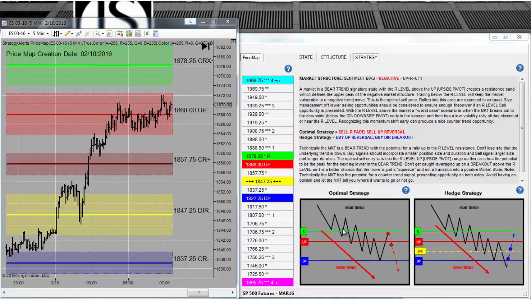So if we're ever in a situation where we want to fade momentum into the R level, we want to look for a break in structure first. We don't want this to be a very pretty rally. If it's a pretty rally, we need to back off and just wait. We want to wait for that break in structure.